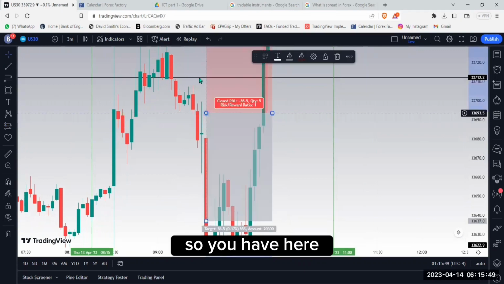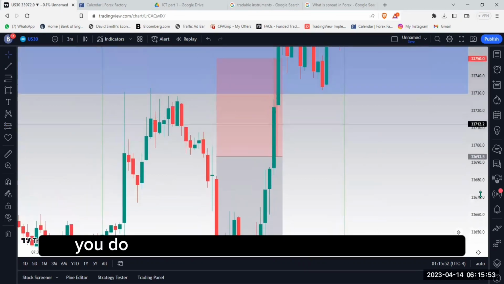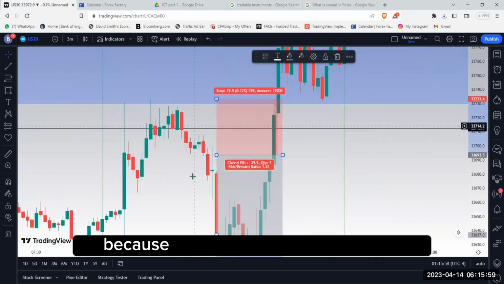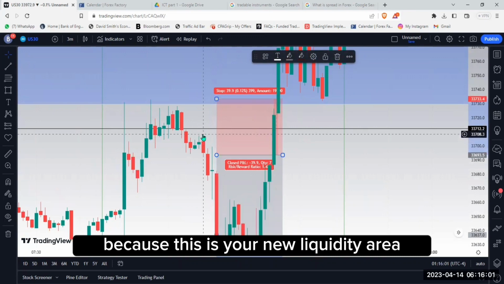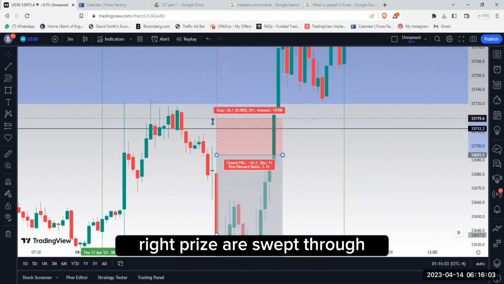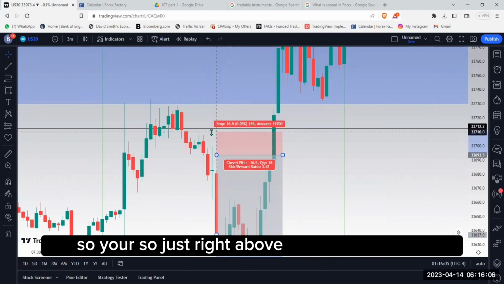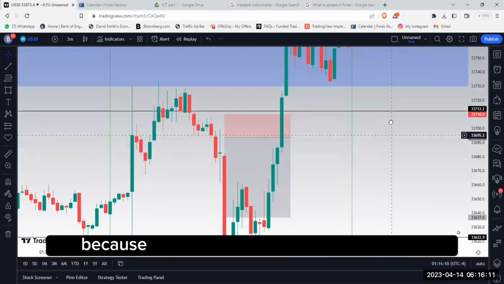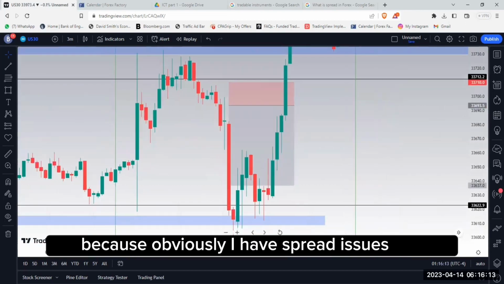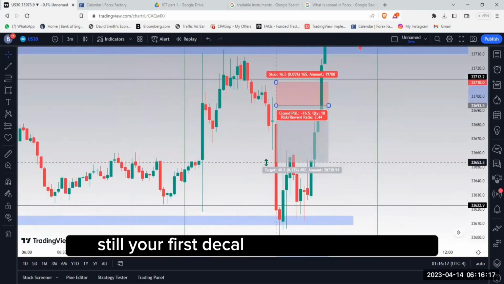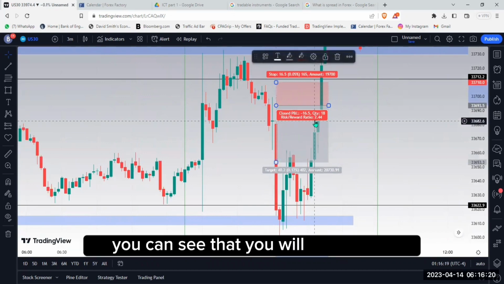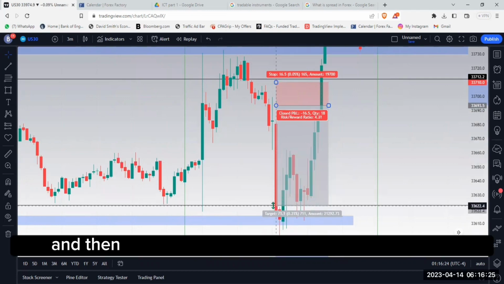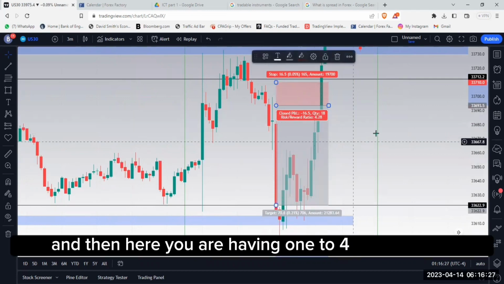Now this time around, you do not need to put your SL here anymore because this is your new liquidity area. Price has swept through. So your SL will just be right above this particular candle. Give it some points above because obviously you have spread issues. And your first take profit is still around here. You can see that you even have more risk to reward, 1 to 2.4 for here, and then here you're having 1 to 4 risk to reward.